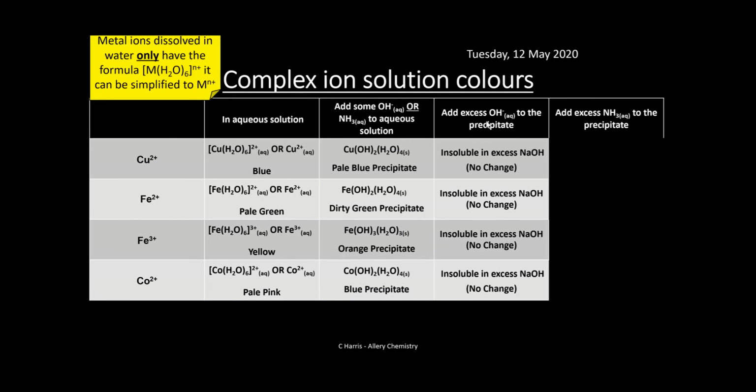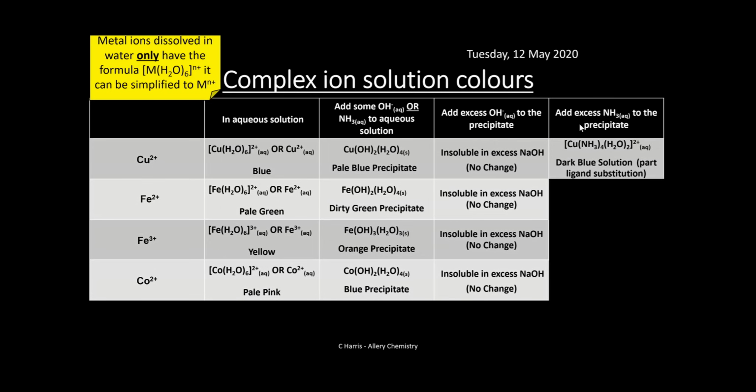Okay, so what about the ammonia one then? When we add excess ammonia to that precipitate, what do we get for copper-2+? Well, this is the funny one. This is where you get partial ligand substitution and you actually get a dark blue solution. So remember, some of the water ligands remain, and 4 of the ammonias actually substitute some of the hydroxide and water ligands.